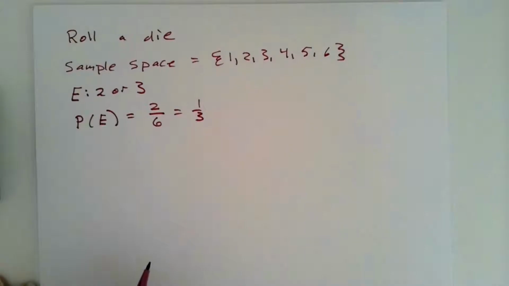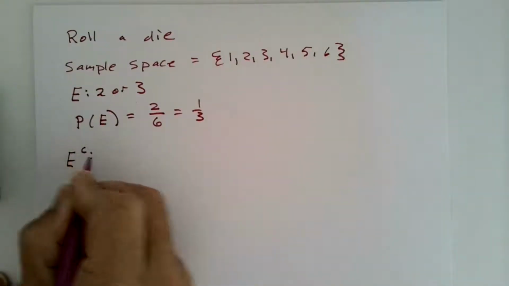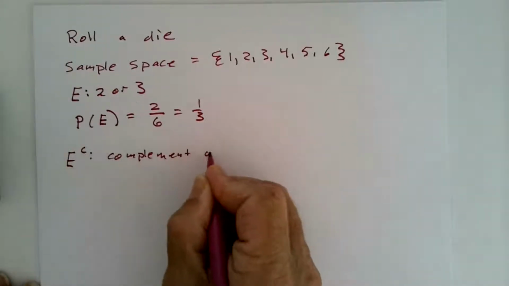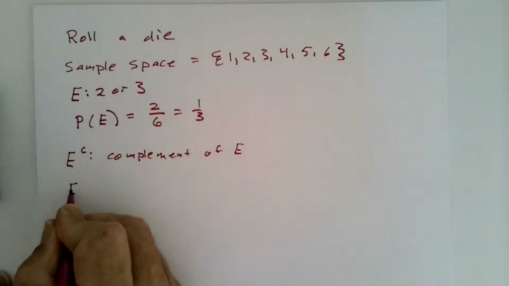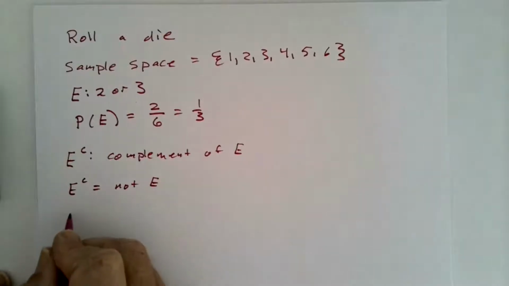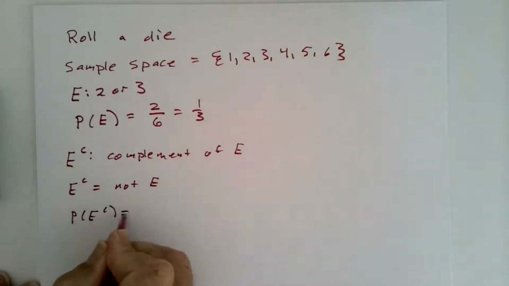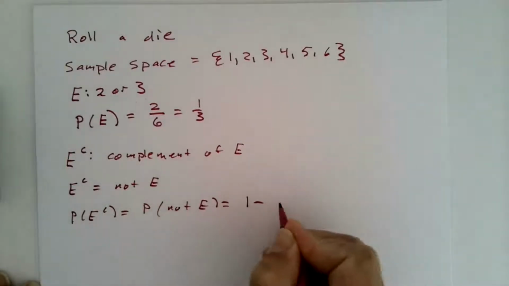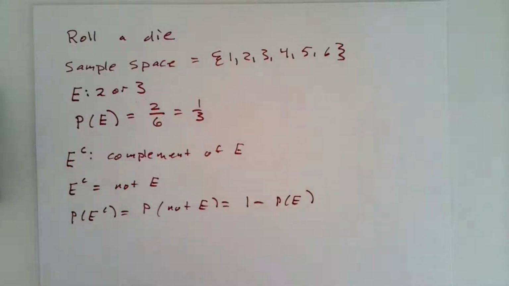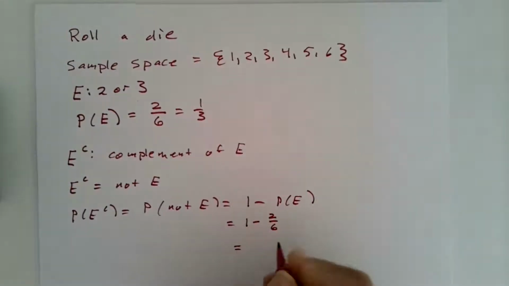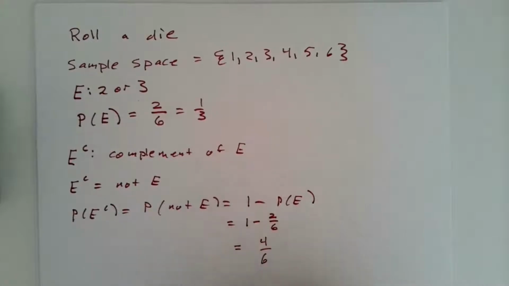We want to describe something called E complement. This is the complement of E, or if you like, not E. So E complement can also be expressed as not E. The probability of E complement, the probability that E doesn't happen, probability of not E, is 1 minus the probability of E. So in this case, our probability of not E would be 1 minus 2/6, which would be 4/6. But that shouldn't surprise us.